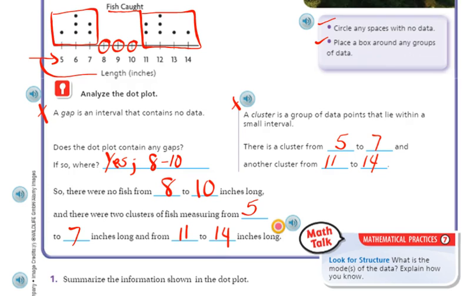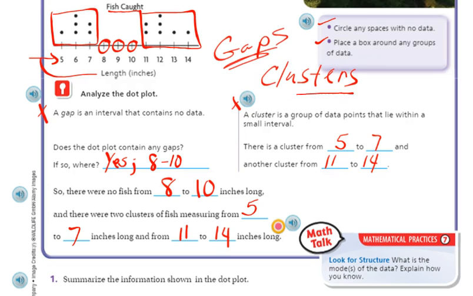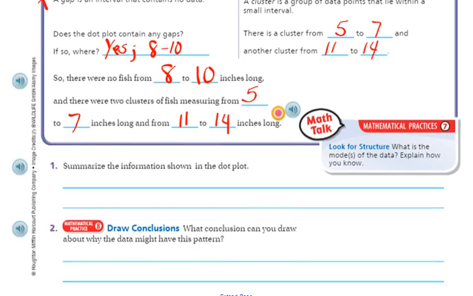All right, so when you're looking at a dot plot, you want to look at that data for gaps and clusters, two key vocabulary terms that we're going to be working with. Let's go ahead and scroll down here. Let's summarize the information shown in the dot plot. Think about what we just described up above in this section here. Try to summarize it in your own words.